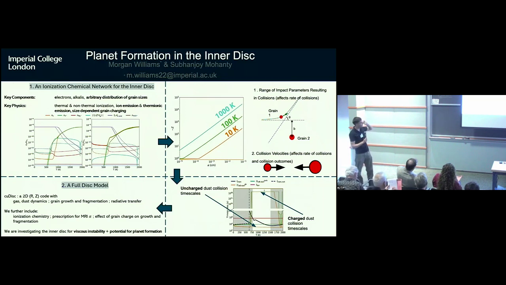So we've got self-consistent ionization chemistry for the inner disk, with self-consistent dust grain charging, and we lump it all into a full disk model called QDisk, which has been developed in-house with all these interesting processes and further prescriptions for MRI activity in the inner disk. And we're looking at things like the viscous instability and the potential for planet formation.